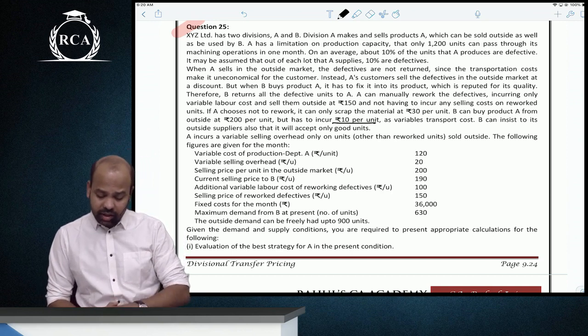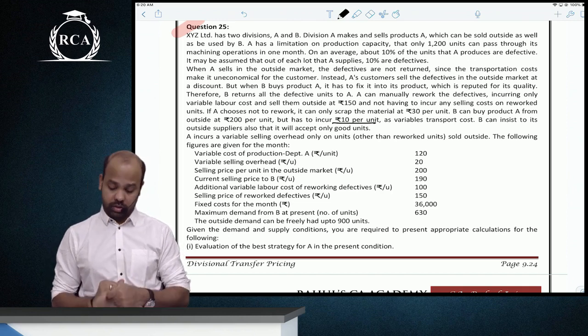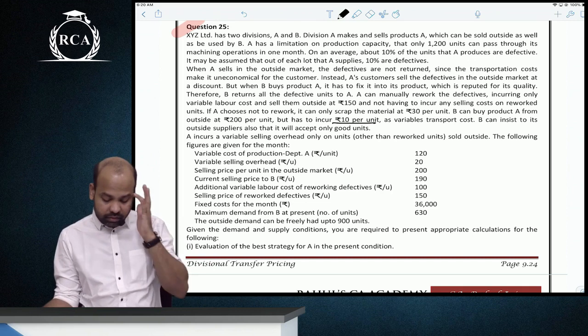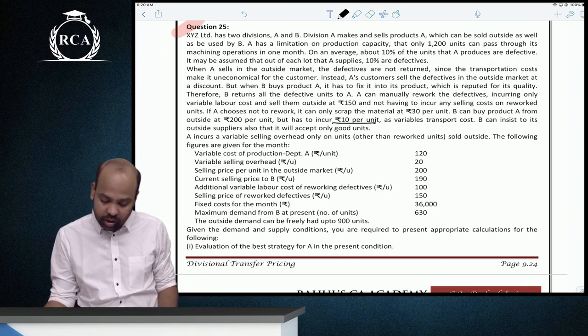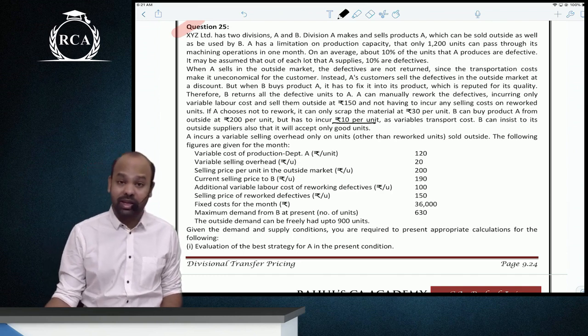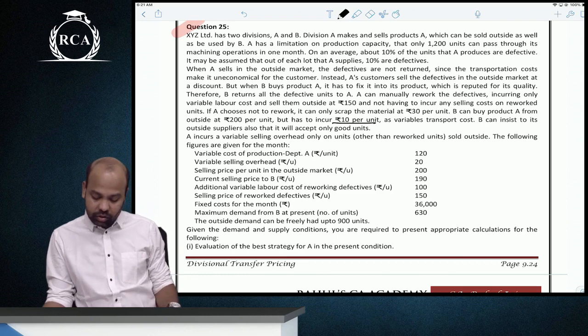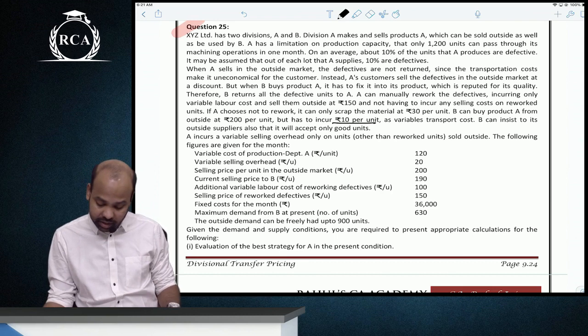A incurs a variable selling overhead only on units other than reworked units sold outside. The following figures are given for the month. Variable cost of production, guys, department A is 120 rupees. Variable selling overheads are 20 rupees. Selling price per unit in the outside market is 200. The current selling price to B is 190 rupees. Additional variable labor cost of reworking defectives is 100. Selling price of reworked defectives is 150 rupees.